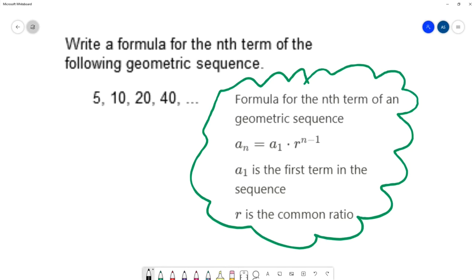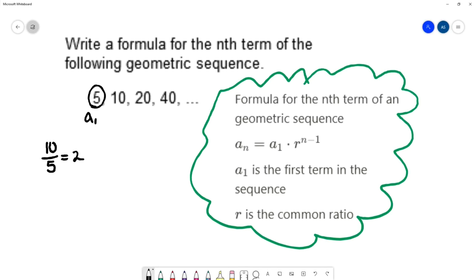So the first term of the sequence is 5. So we know that's our a sub 1. And we need to figure out the common ratio. The common ratio is where we take consecutive terms and divide them. So let's take the first term and the second term and divide those two numbers. 10 divided by 5 is 2.